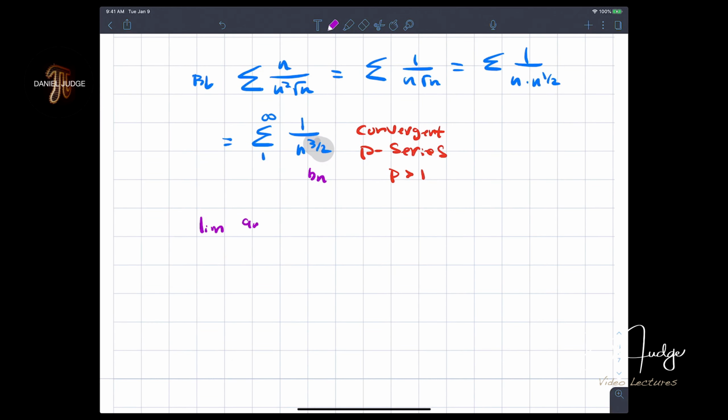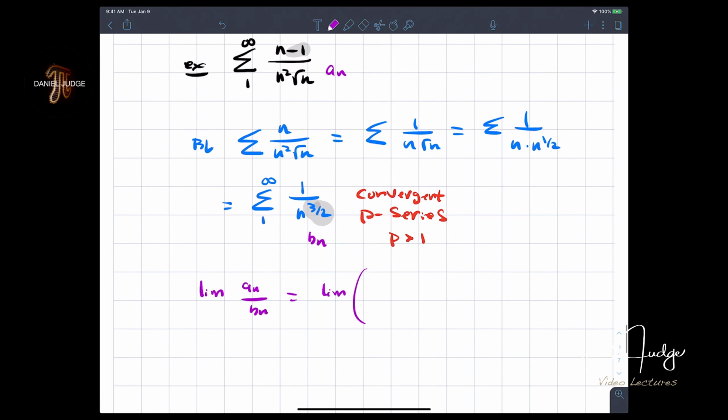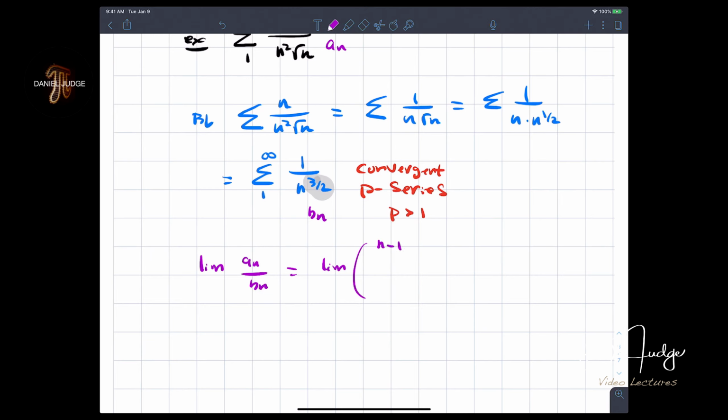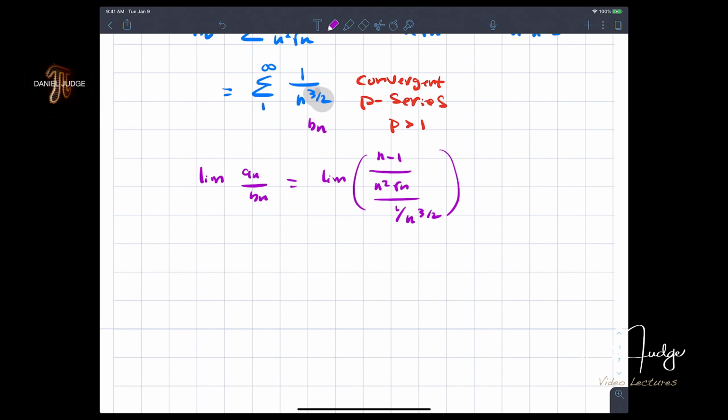So the limit of the ratio, a_n over b_n, is the limit of, you say, okay, a_n is n minus 1 over n squared, square root of n, divided by 1 over n to the 3 halves. So I'm just going to say to you guys, if you notice here, this portion is really n to the 5 halves, right? So we get the limit now, n minus 1 over n to the 5 halves times n to the 3 halves. Okay?